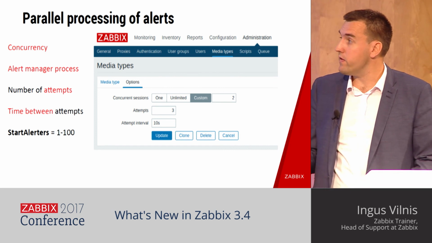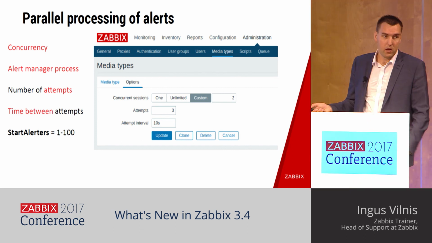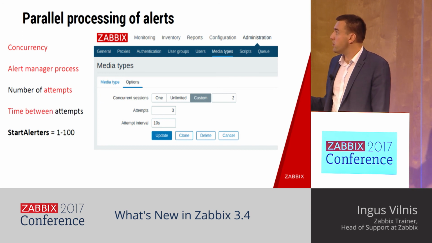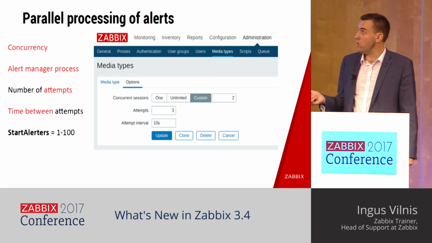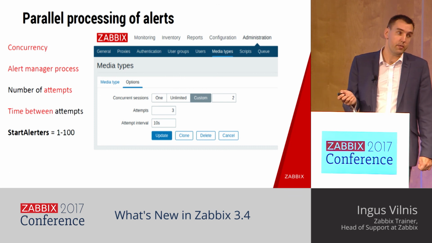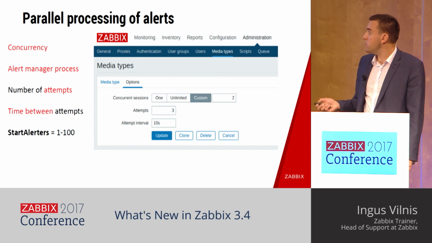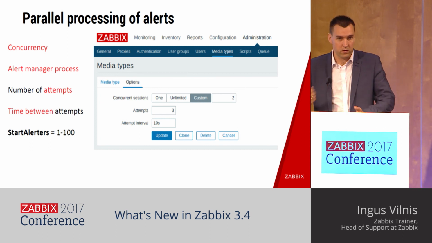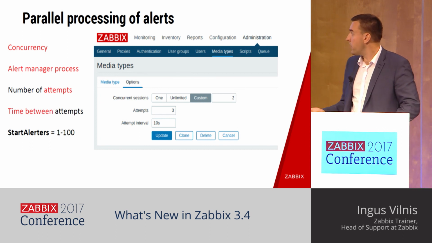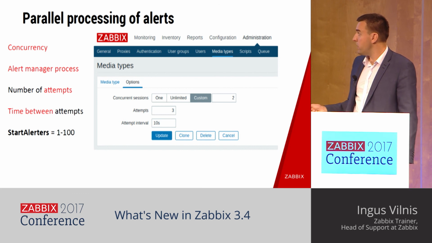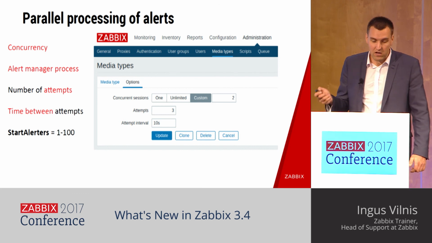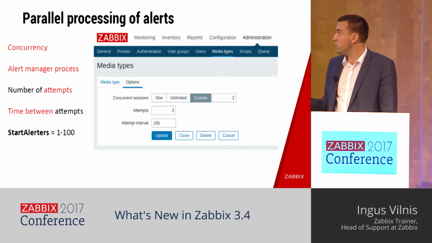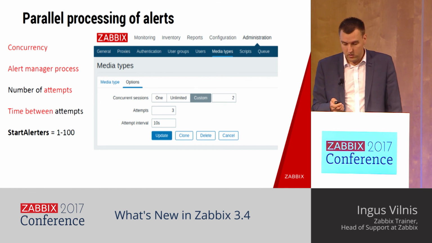So now you can have even up to 100 alerters configured. And in the media types, you can configure how many concurrent sessions you use for executing this particular media type. So how many alerter processes you utilize, how many attempts you make if the first one, second one, third one fails, and the interval between attempts. So now this can be configured in the web interface. There's a new tab in the media types configuration window.